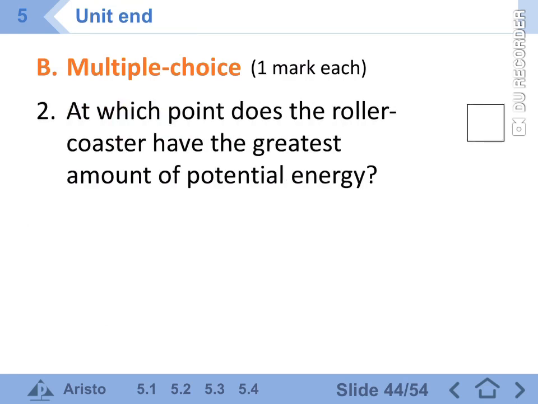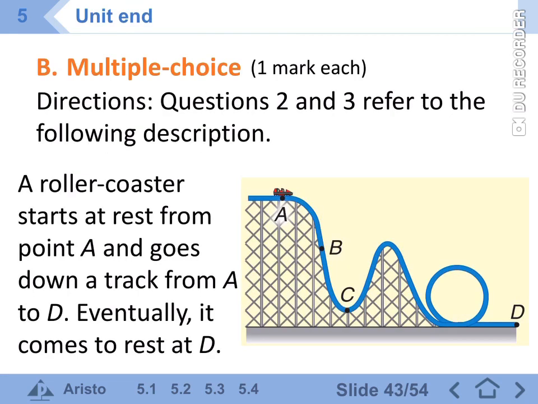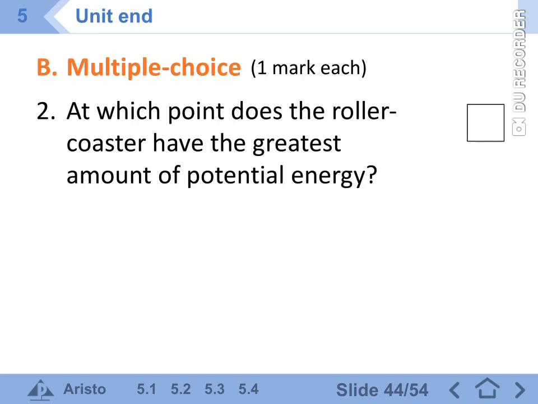Now, at which point does the roller coaster have the greatest amount of potential energy? Remember, potential energy means that it is not moving. So in here, which point is it not moving? We got A and D. It's not moving, and A is a lot higher than D, so because of the height difference, it would have more potential energy at point A. So in here, the answer is A.